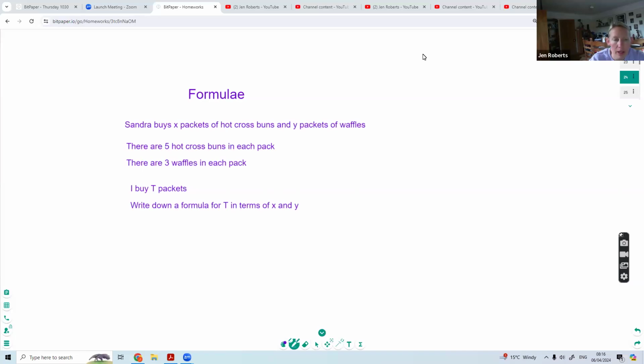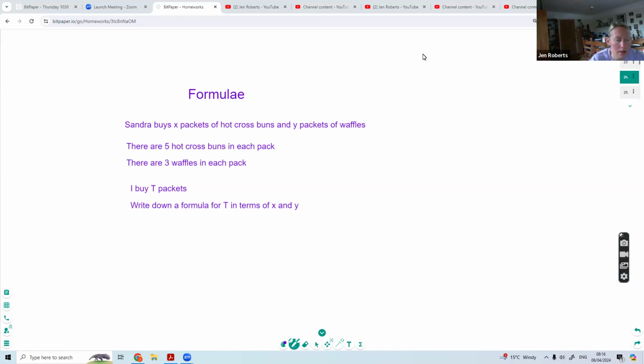Okay, in this recording, we're going to be looking at creating formulae or equations. Quite a tricky topic, this. So we've got Sandra buys X packets of hot cross buns and Y packets of waffles. There are 5 hot cross buns in each pack. There are 3 waffles in each pack. She buys T packets. Write down a formula for T in terms of X and Y.